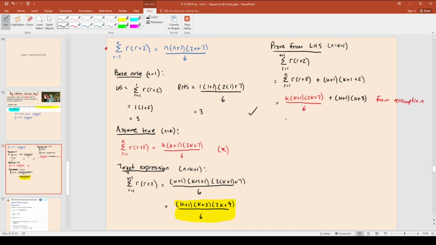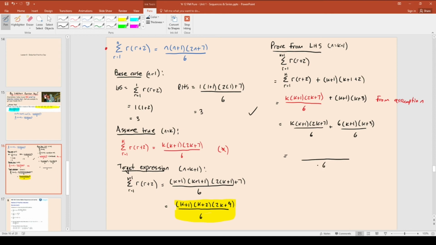So what are we going to do next? We have to get to that target expression. Well, there's no addition in the target expression, so let's do a common denominator and see. It would be k plus 1, 2k plus 7, all over 6, plus 6 times k plus 1, k plus 3, all over 6, which means they can go together. Certainly the denominator is 6, which is good, because that's what we're going for.